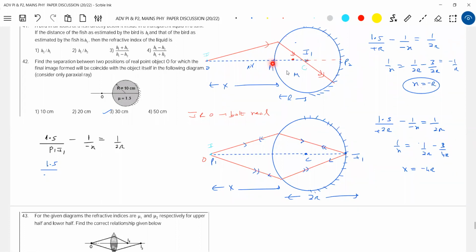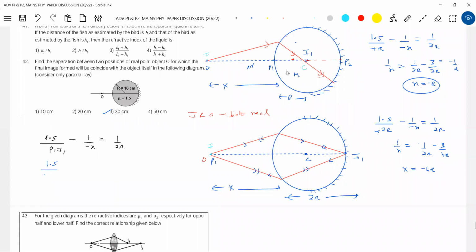Yes, sir. Okay, you already took the negative sign for x. So already substitute the object value here. Yeah, the object will come here in this case. Second case, it will be 4r, so it will come on this side. Oh, yeah.